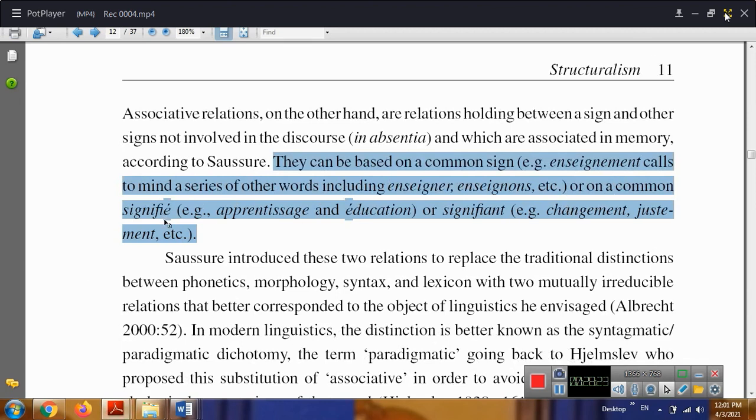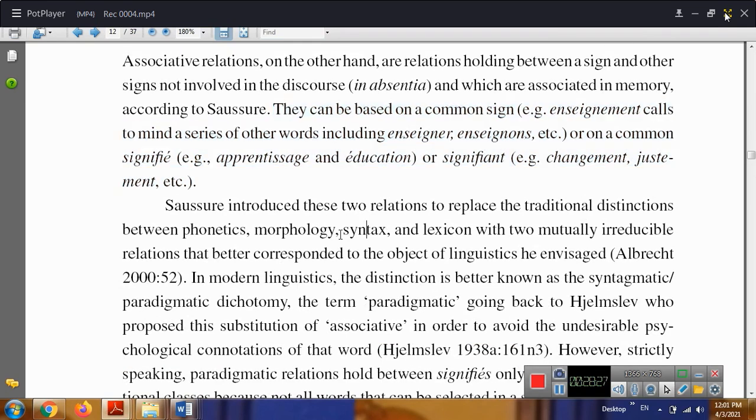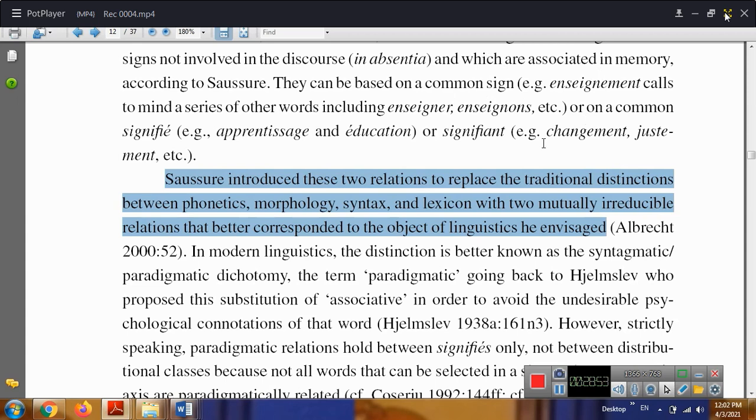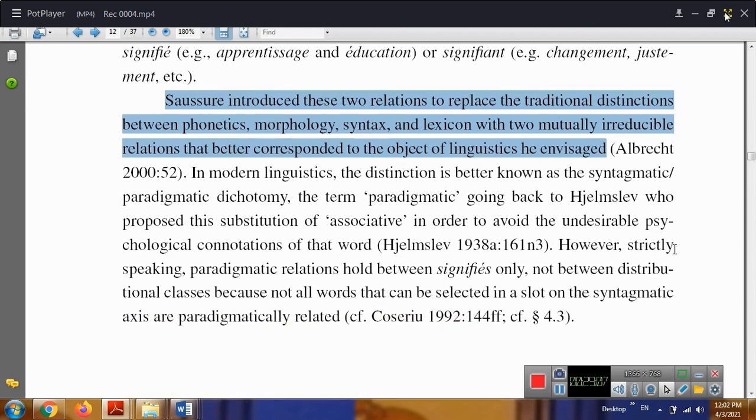Instead of this example, or on a common signified. Saussure introduced these two relations to replace the traditional distinction between phonetics, morphology, syntax, lexicon, with two mutually irreducible relations that better correspond to the object of linguistic enquiry. Okay, Saussure considered these two types of relations, syntagmatic and associative, in place of phonetics, morphology, syntax, lexicon, with two mutually irreducible relations that better correspond to the object of linguistic enquiry.